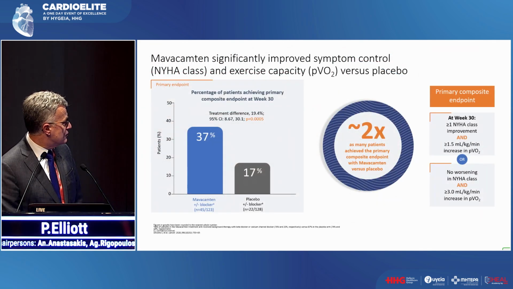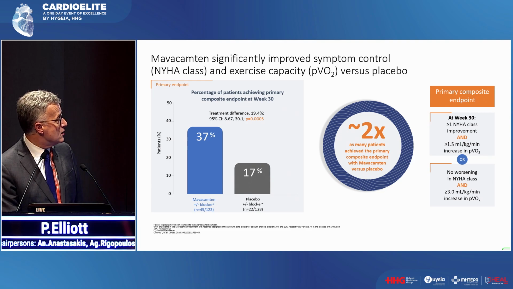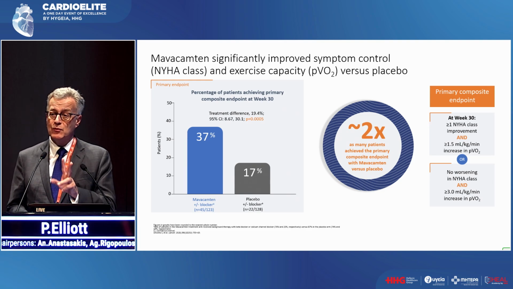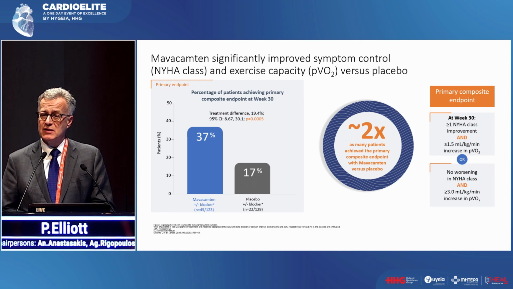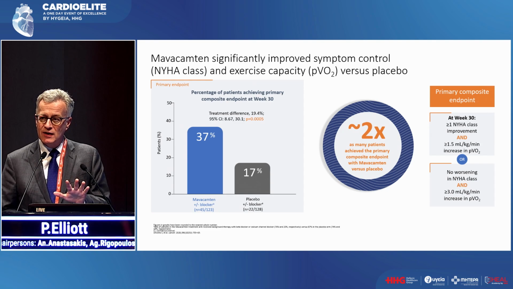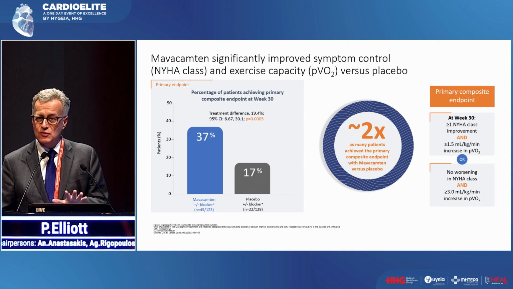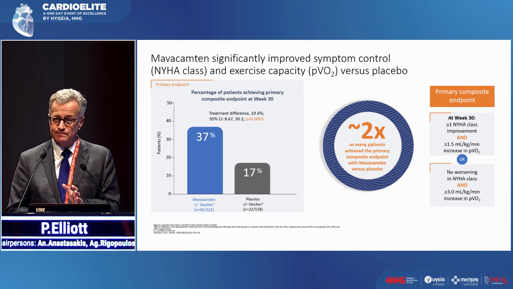Again, you can see here that 37% compared to 17% had a remarkable increase in a combined endpoint of NYHA class, but also cardiopulmonary exercise testing, peak VO2, which I can tell you is vanishingly rare in a heart failure trial. We don't use it because you can't shift the dial in heart failure trials on peak VO2.